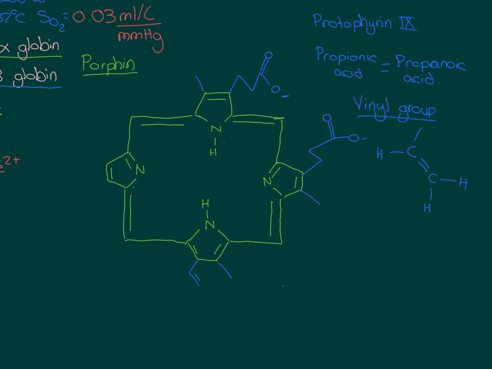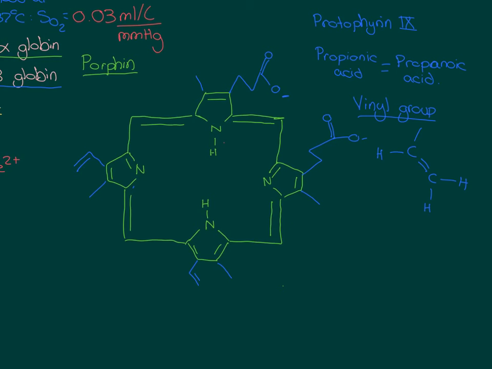Instead, it's just rotated round 90 degrees. So again, you'll have another vinyl group here and a methyl group. So it's this one, the same side groups as this one, just rotated round by 90 degrees. And this is the structure of protoporphyrin 9.